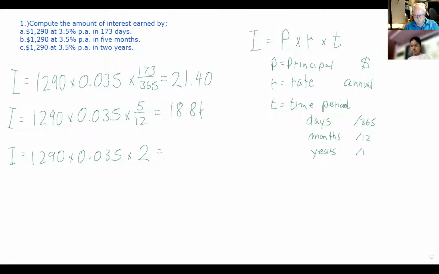And 2 times 3.5% times 1290 and $90.30. Okay. So always remember that in these questions, the rate is always going to be given to you in the annual, even though they don't always say per annum. Assume it's annual. And the time period can be days, months, or years, but always has to be translated into part of a year.